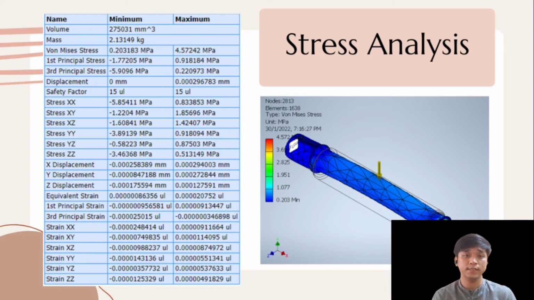For this simulation, a load of 50,000 N is applied to the shaft to estimate the von Mises stress. According to this table, the maximum von Mises stress applied to the shaft is 4.57 MPa. Since the yield strength of stainless steel is 689 MPa, which is much greater than the von Mises stress, this demonstrates that the shaft will not break when a 50,000 N load is applied to it.